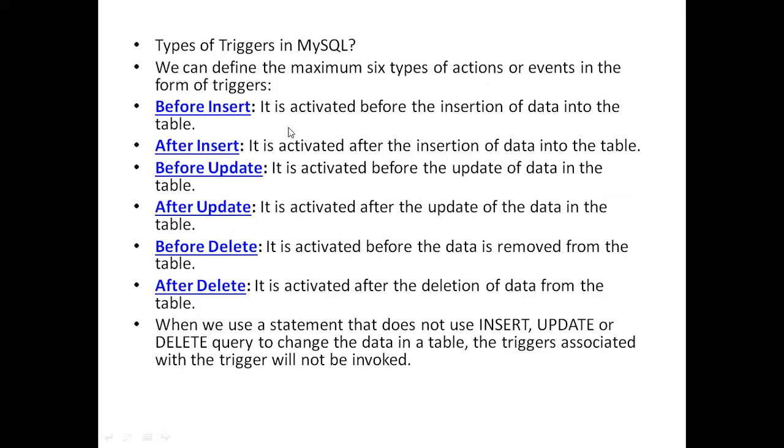Okay, let me show you the types of triggers here. The types of triggers in MySQL are before triggers and after triggers. So there are two types: before triggers and after triggers. Before means before the command execution, after means after the command execution. As we have three DML commands, insert, update and delete, we have six triggers here: before insert, after insert, before update, after update, before delete, after delete. Before insert is activated or invoked before the insertion of the data. After insert, after inserting the data into the table, it's going to be invoked.